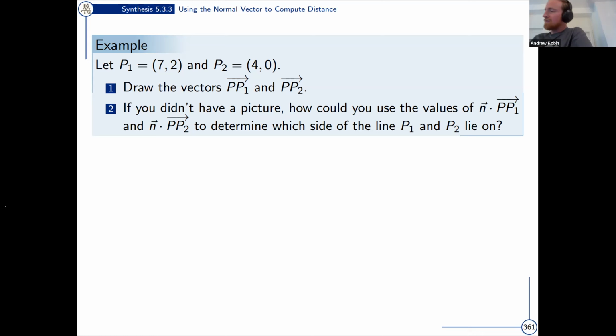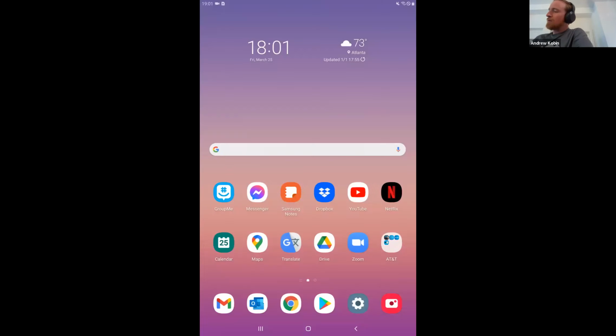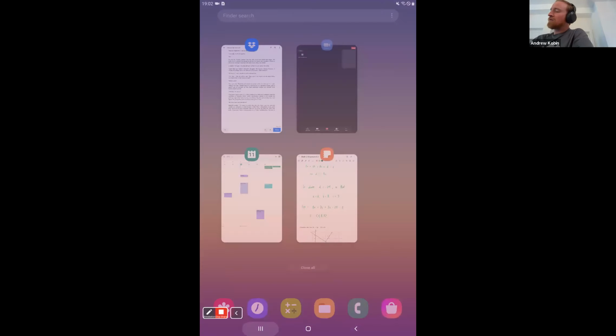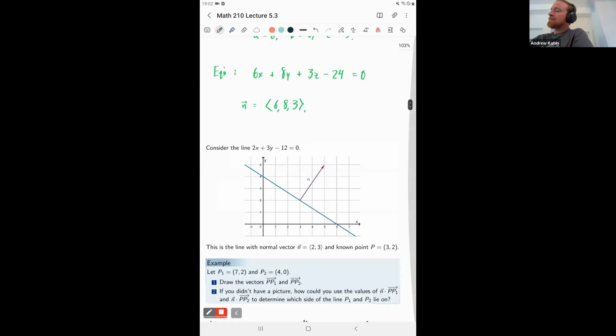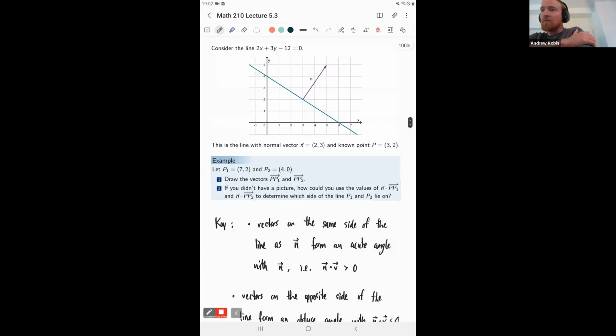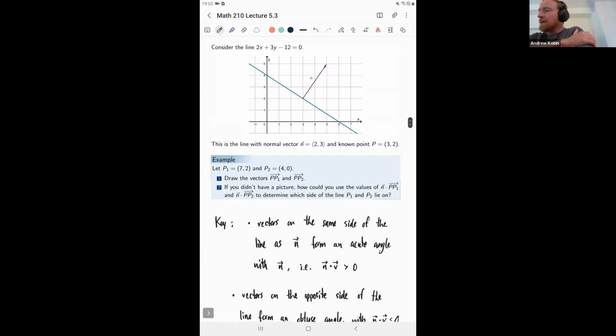So I'm going to switch over to the tablet and work this out with you. I want you to be thinking about all the possible geometric questions we could ask about this situation, and then how it's going to work in 3 dimensions eventually. So we have a normal equation for our line. We have a normal vector in particular, and a point that we know.